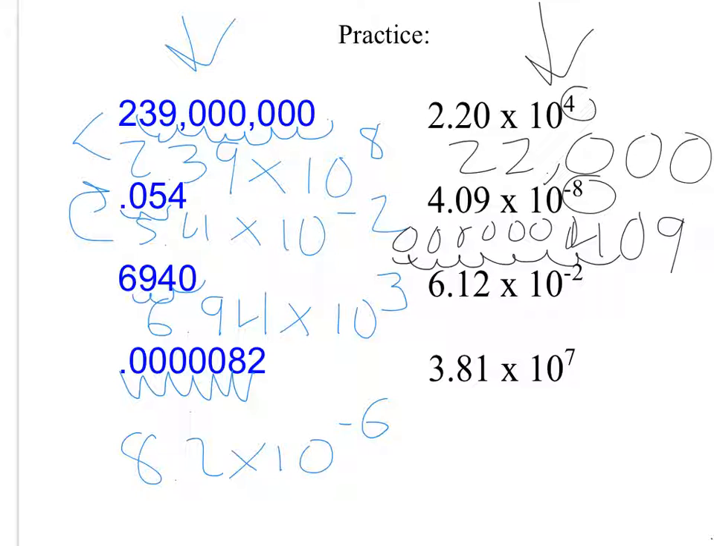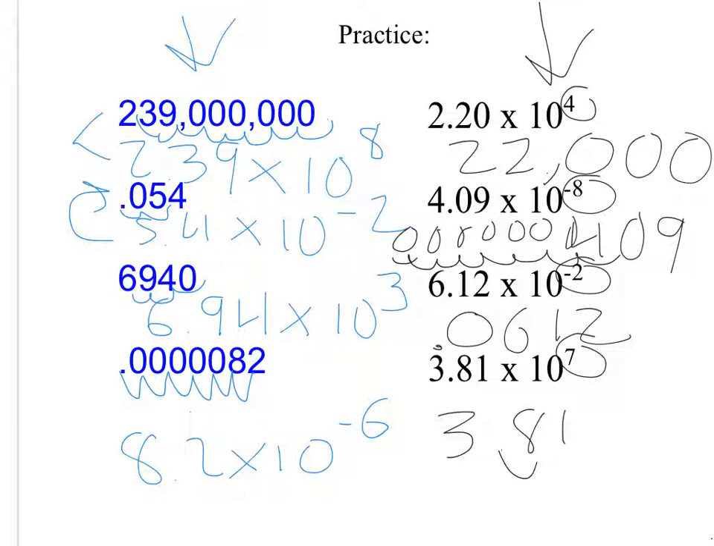It's a little cramped there. Sorry about that. 6.12 times 10 to the negative 2. Coefficient is going to be larger than the standard number because we have a negative exponent. Move it 2 to the left here, so we get 0, 6, 1, 2 with our decimal place right there, 0.0612. And then 3.81 times 10 to the 7th. 7 is a positive, so that means our standard number is larger than our coefficient, 3.81.